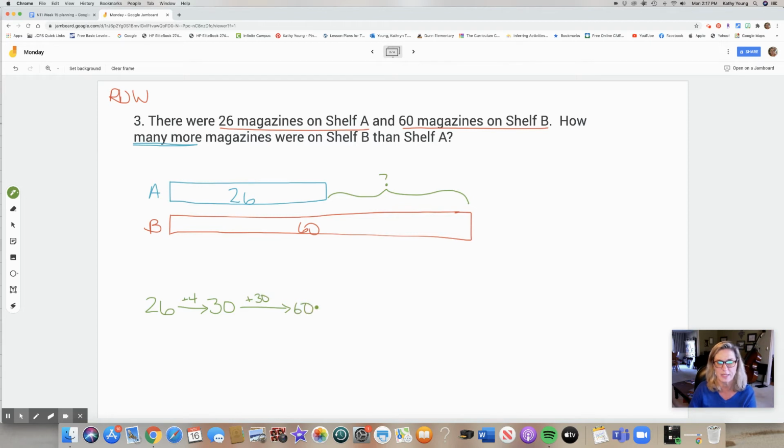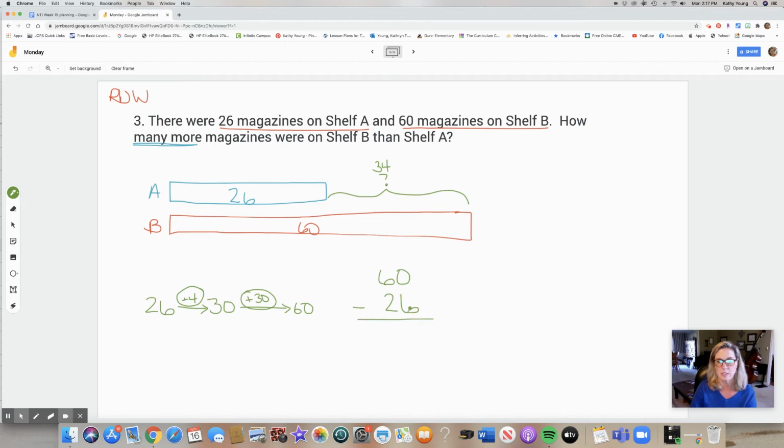I could have done 3 10s and gotten the same answer. So I've added 4 and 30. So this would be 34. Okay, you can do these. Again, I'm going to just show you real quick. If I did the subtraction, 60 minus 26.